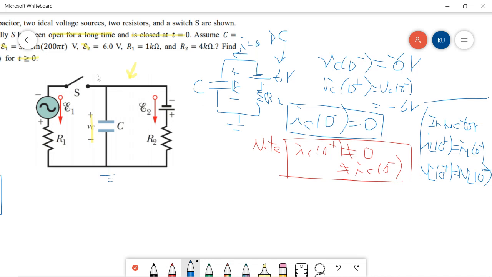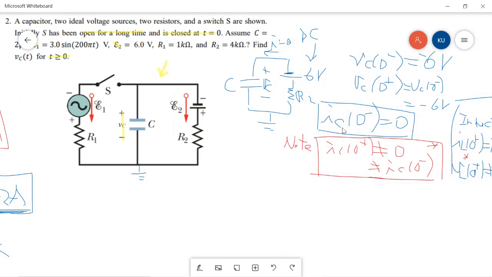Especially at the moment when the switch changes its state from open to close or from close to open, you need to pay some attention to this case and this case. So when you try to write an ODE, try to avoid these two variables. Try to avoid this kind of variable. Then you can avoid some ways to make mistakes.